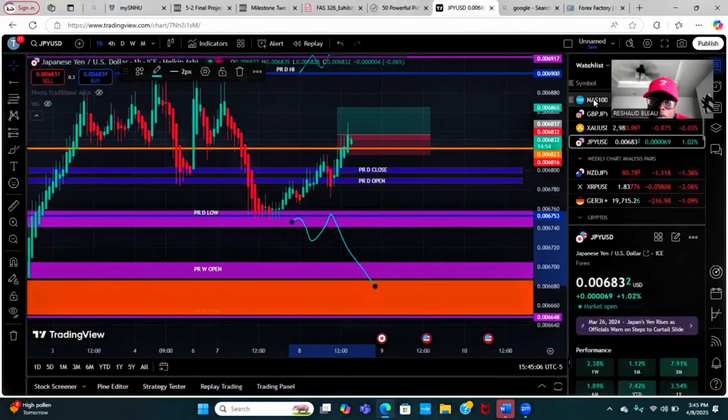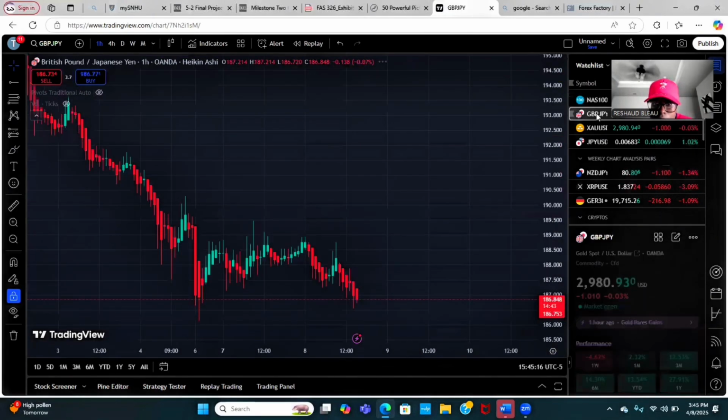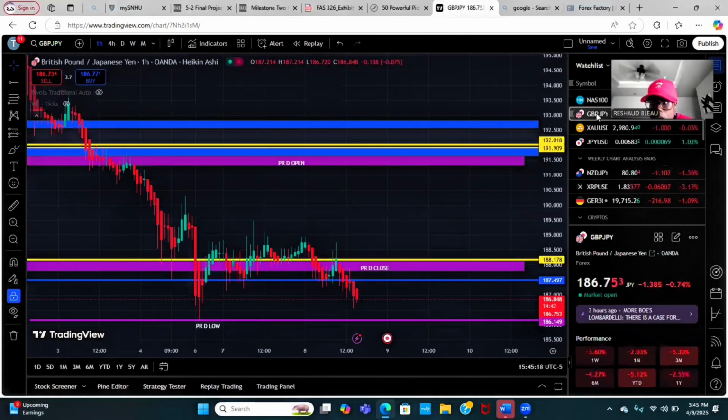So we have NAS 100, we have GBP JPY, we have gold, GBP JPY, gold, JPY, USD, and NAS 100.